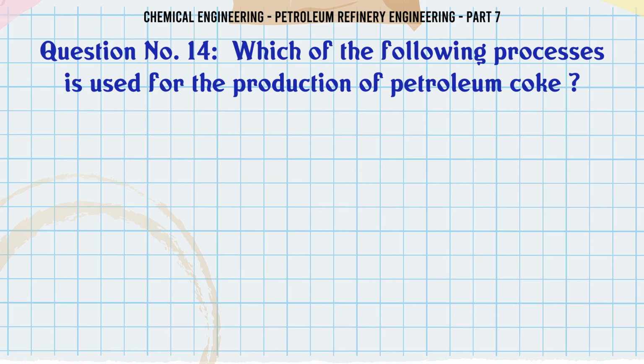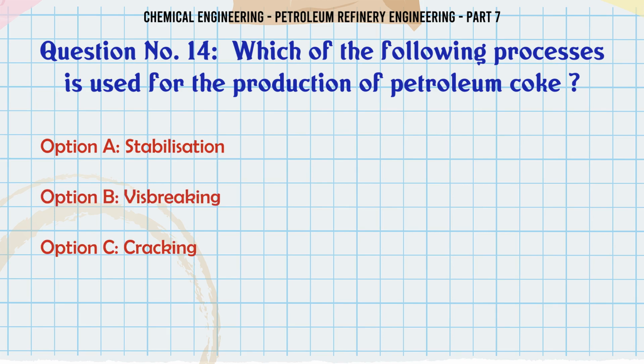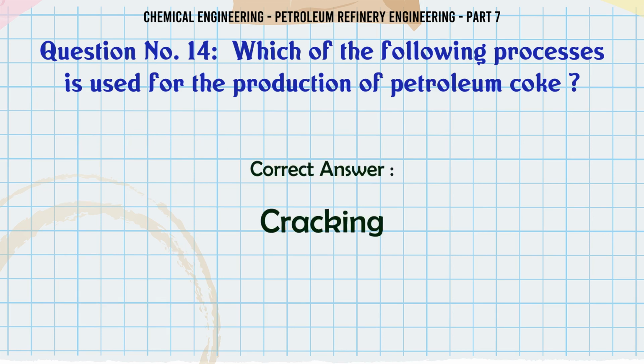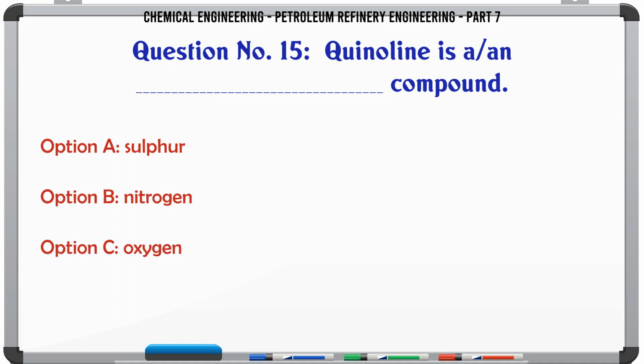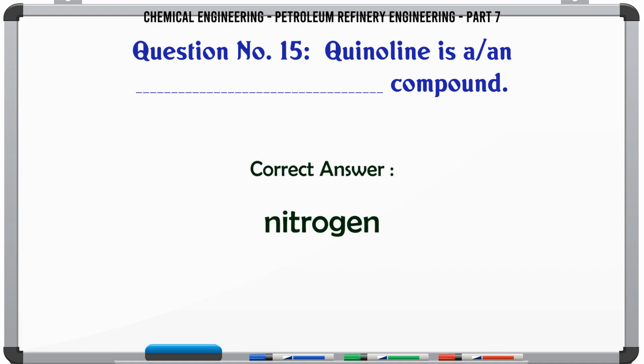Which of the following processes is used for the production of petroleum coke? A. Stabilization. B. Visbreaking. C. Cracking. D. Reforming. The correct answer is cracking. Quinoline is a blank compound: A. sulfur. B. nitrogen. C. oxygen. D. none of these. The correct answer is nitrogen.